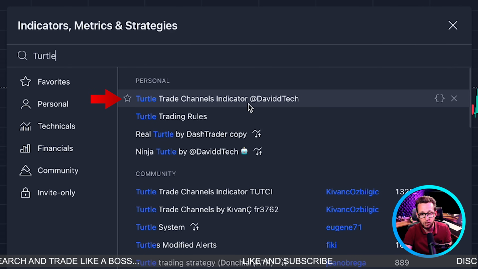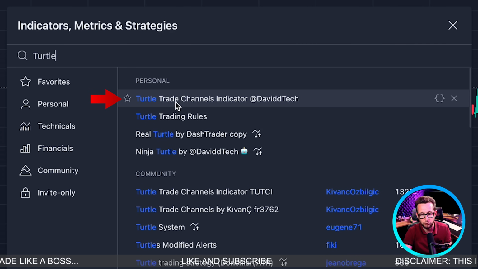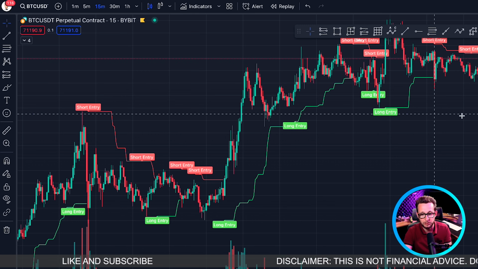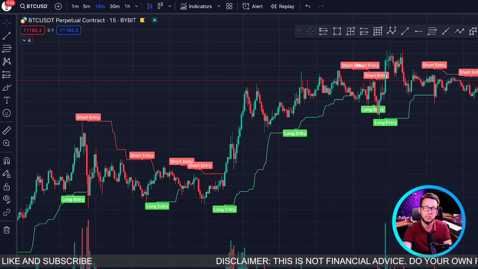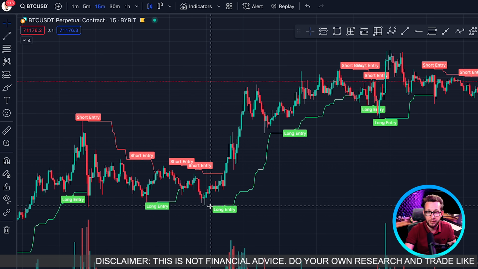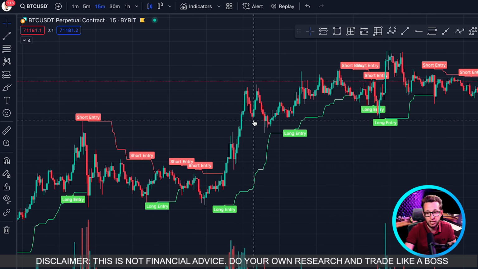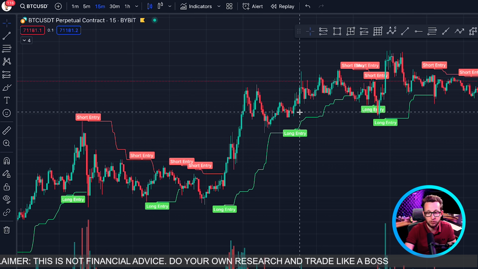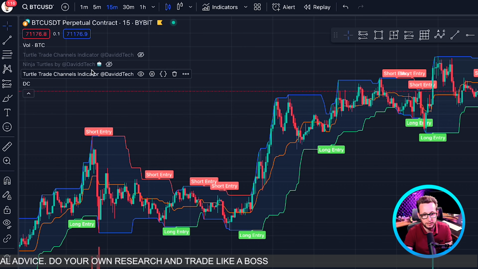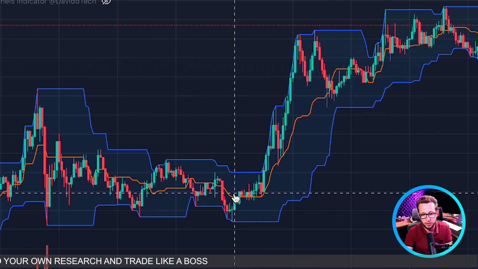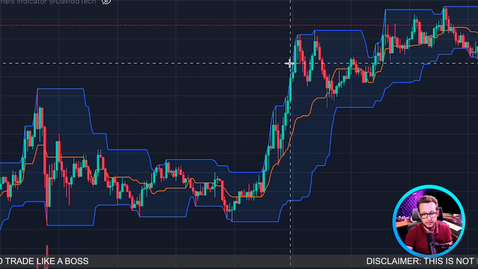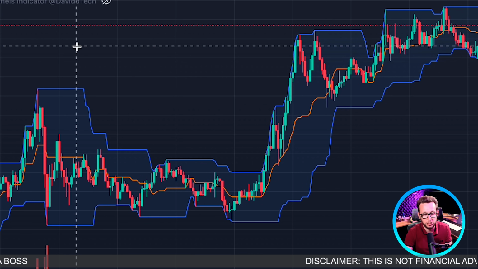So this one is our indicator today. It's the Turtle Trade Channel Indicator. It's a very simple buy-sell signal indicator, which is inspired by the Turtle traders. Turtle traders use the Donchian channel, which allows them to create buy-sell signals. The Donchian channel looks like this just here. It's a blue channel, and when price breaks over this orange line, we take our entries and we don't exit until we come back down below the orange line.